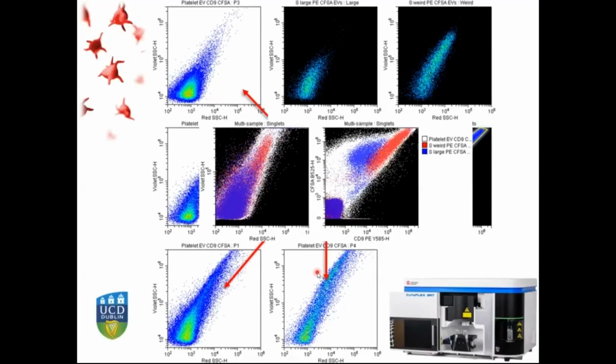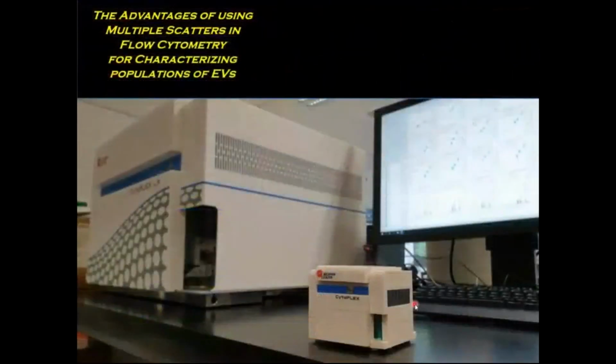side scatters, multiple markers, and once we analyze them, we can easily sort them with the CytoFLEX SRT because of their sensitivity. So as you can see, there are loads of advantages using multiple scatter and flow cytometry for further characterization of EVs. We cannot just analyze them. Now with the CytoFLEX SRT, we can also separate them and do cell sorting.